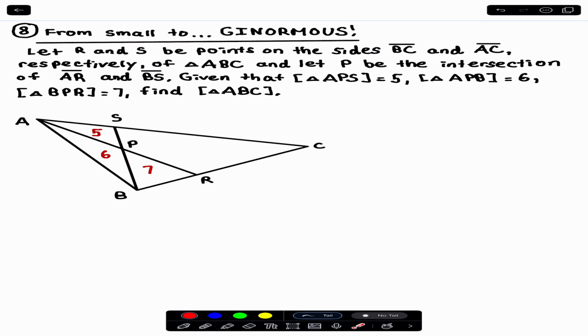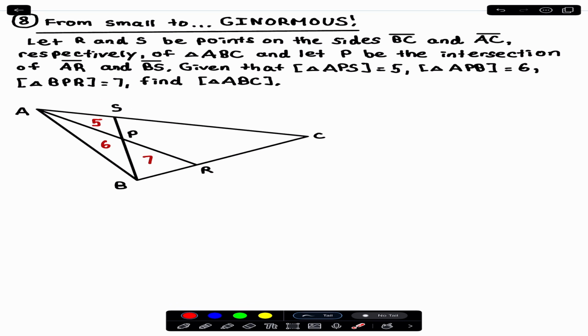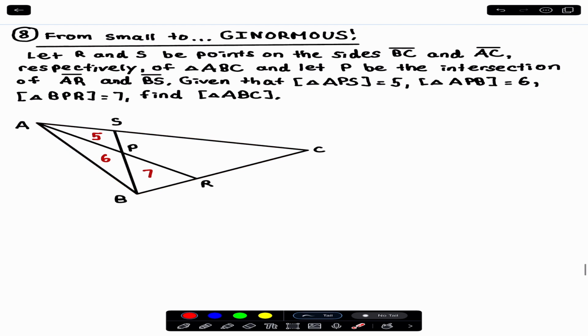So, it says, let R and S be points on the sides of BC and AC respectively, so R is on BC, S is on AC. Let P be the intersection of AR and BS, so when you draw these segments, they're going to meet at point P. Given that the area of triangle APS is 5, the area of triangle APB is 6, the area of triangle BPR is 7, find the total area of the big triangle.